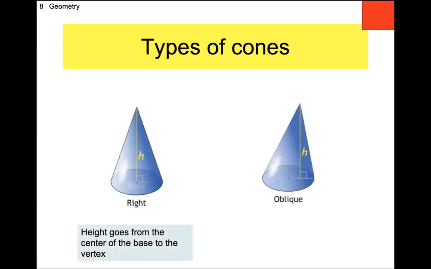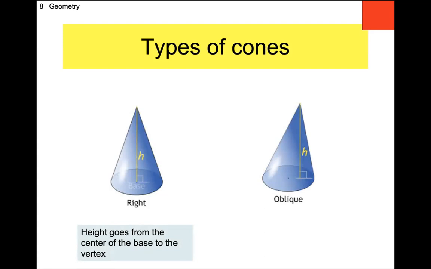And if the vertex is not over the center of the circle of the cone, then it's called an oblique cone. All right, so those are the 2 types of cones. I guess all we have left are the total area formulas and the volume formulas.